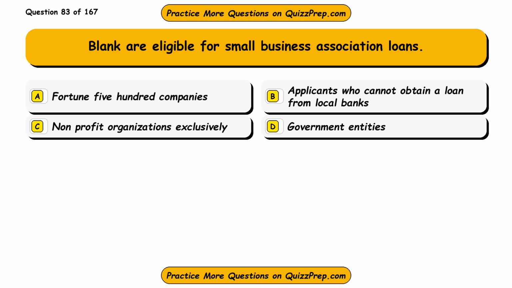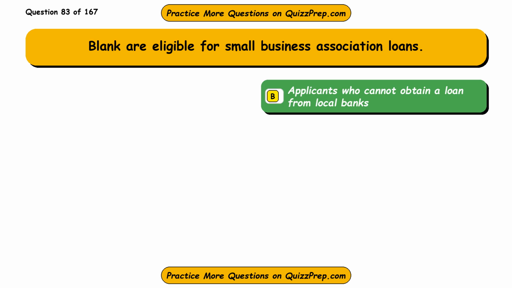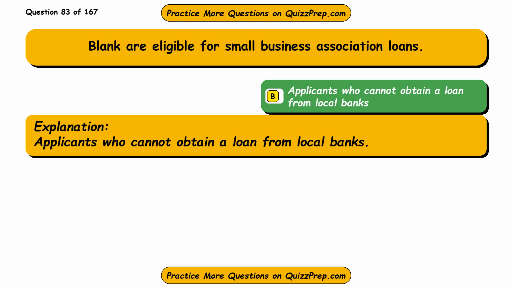Question 83. Blank are eligible for Small Business Association loans. Option A, Fortune 500 companies. Option B, applicants who cannot obtain a loan from local banks. Option C, non-profit organizations exclusively. Option D, government entities. The correct answer is option B, applicants who cannot obtain a loan from local banks.